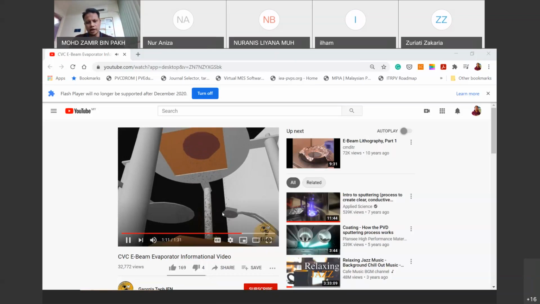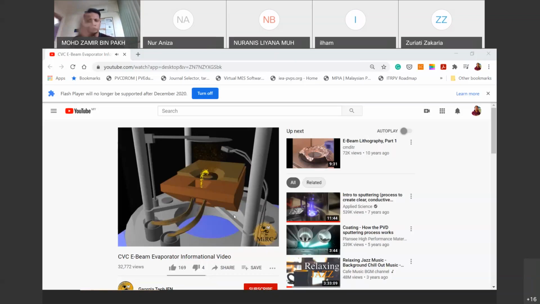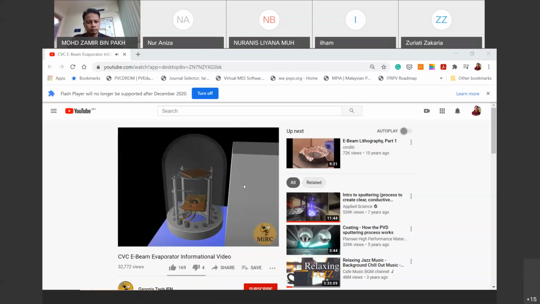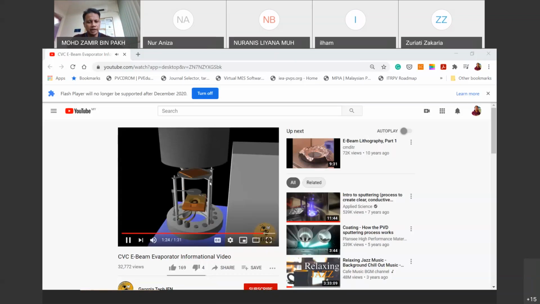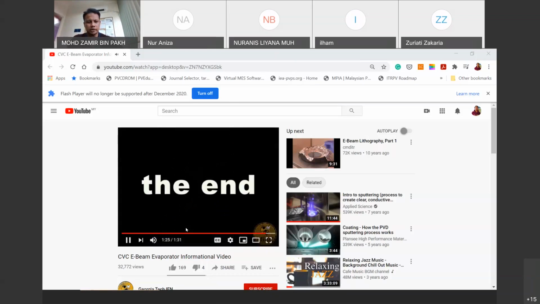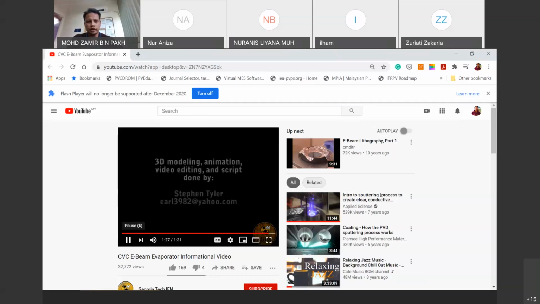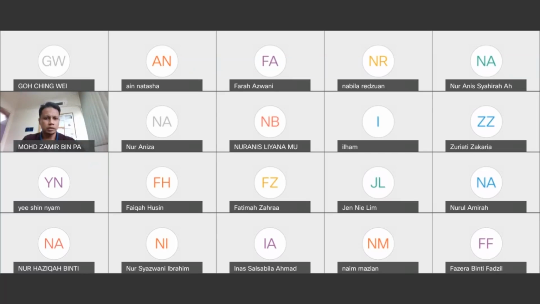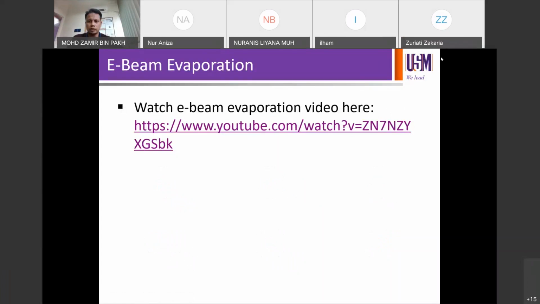So this is the thickness monitor that will monitor the deposition rate. Either it's too high or too low, or nothing is being deposited. So now it's done. So you vent the chamber back to atmospheric pressure, and that's it. Right? Just a simple illustration of the e-beam evaporation process.